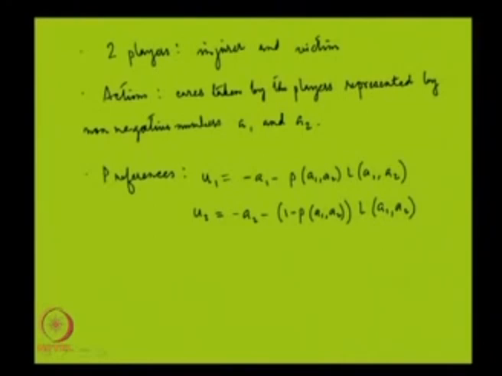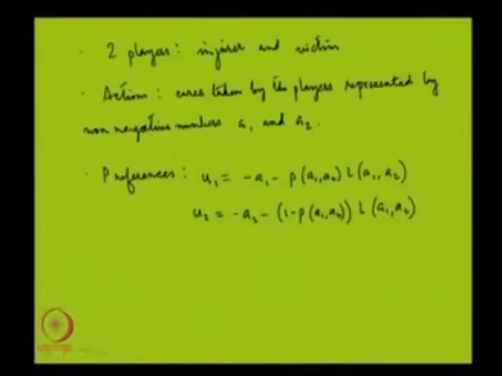Now there can be different kinds of laws enshrined in the legal system of a country. What we are going to look at is a particular kind of law which was in practice in the United States for a long time, and this law is called negligence with contributory negligence.